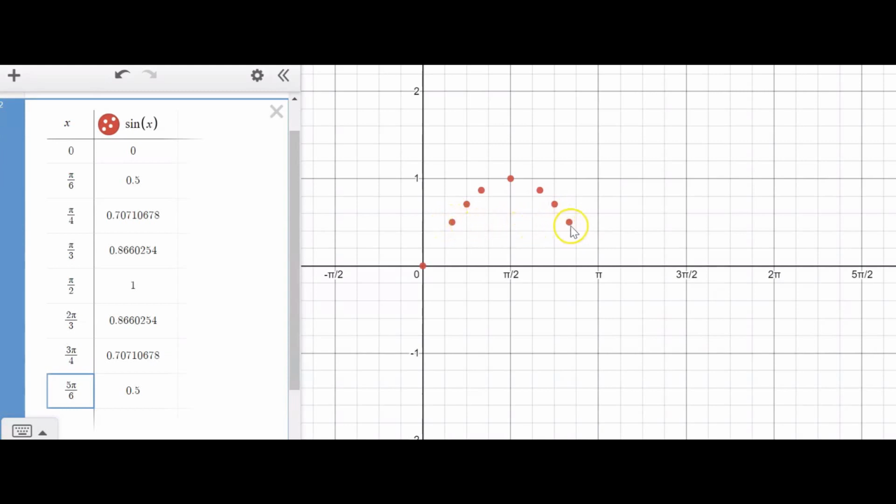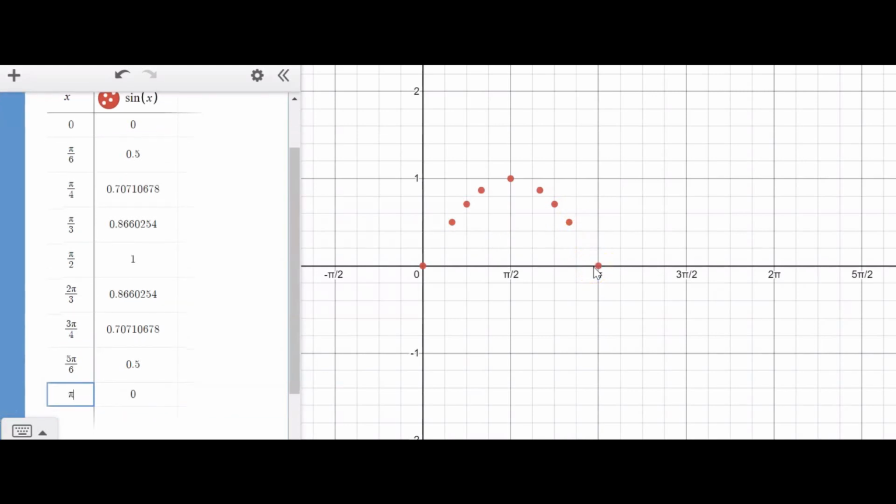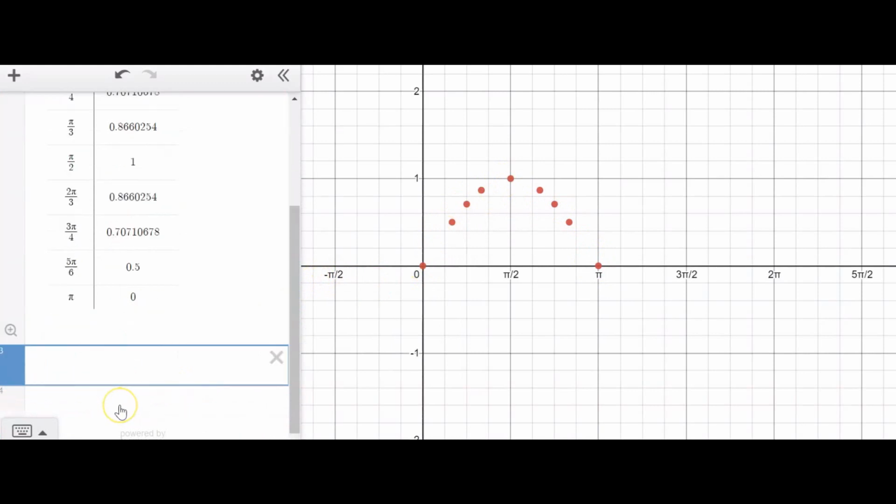And we know that when we get to pi, sine of pi is equal to 0, so it's going to have a point right over here. So now we're going to go to pi, and it gave us a point at 0. So we're halfway done with the sine graph, okay? It starts here at 0, 0. It goes up to 1 in a curve. Then it comes back down to 0 in a curve. You can see that this is not a straight line, okay? If this was a straight line, this is what it would look like.